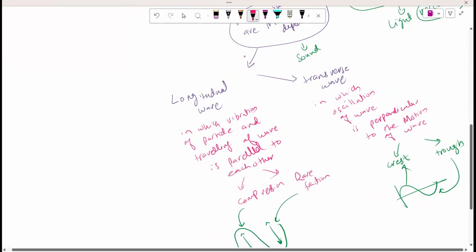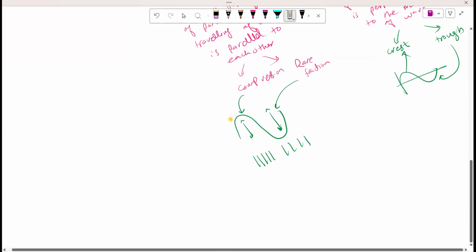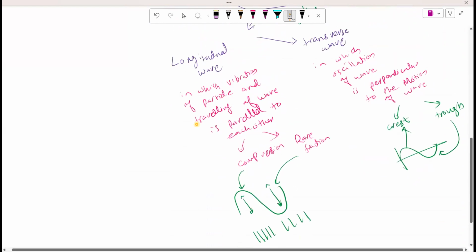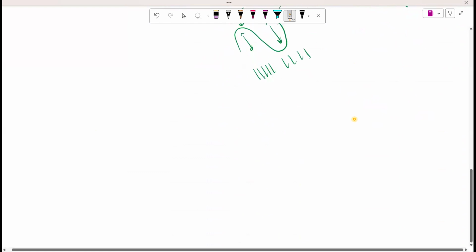Okay. Mechanical waves are further divided into two types, longitudinal wave and transverse wave. Longitudinal waves are the ones in which the vibration of the particle and the traveling of the wave are parallel to each other. And a transverse wave is the one in which the oscillation of the particle is perpendicular to the motion of the wave.